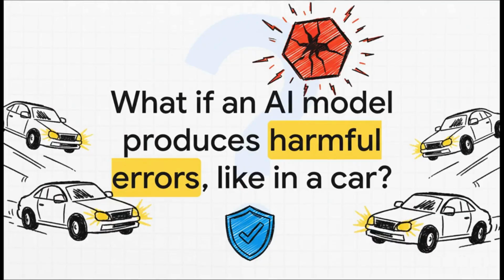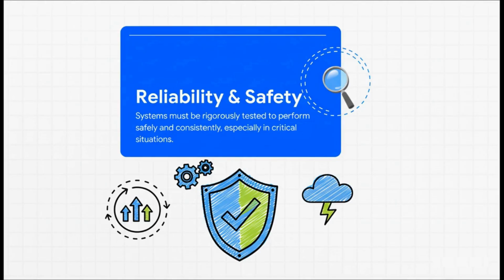So let's think about a real-world scenario. What happens if an AI model makes a mistake? And not just any mistake, but a harmful one. Say, in an autonomous vehicle. I mean, this isn't just a hypothetical question, right? The stakes can be incredibly high. And that's exactly why the principle of reliability and safety is so critical. It means our AI systems must be rigorously, exhaustively tested to make sure they perform safely and consistently, especially when the stakes are high. It's about building systems that are dependable and won't cause harm.